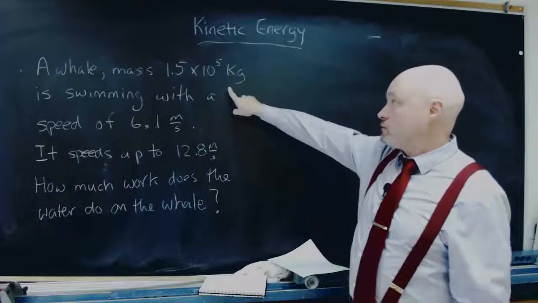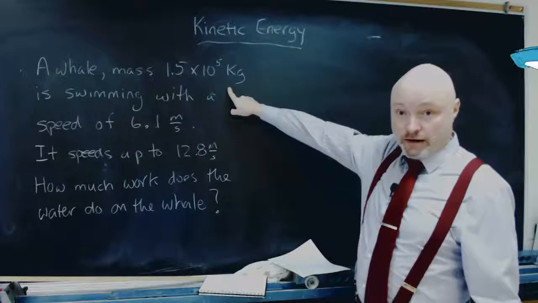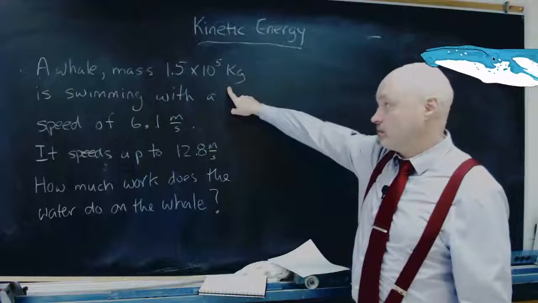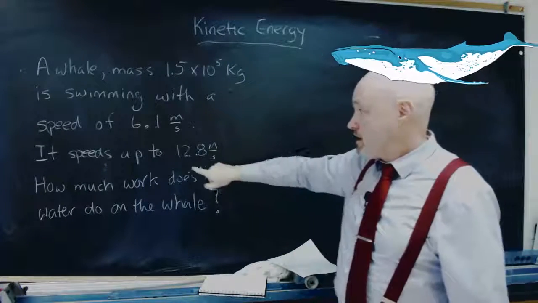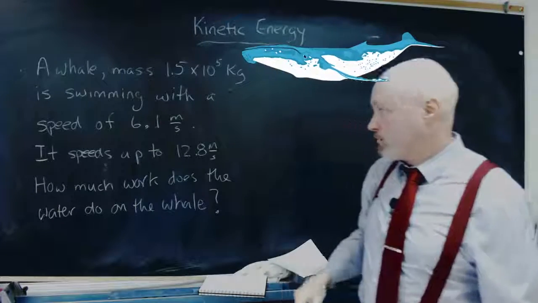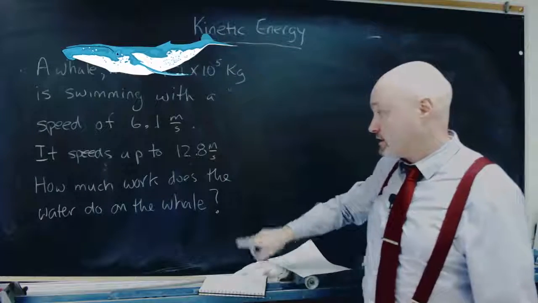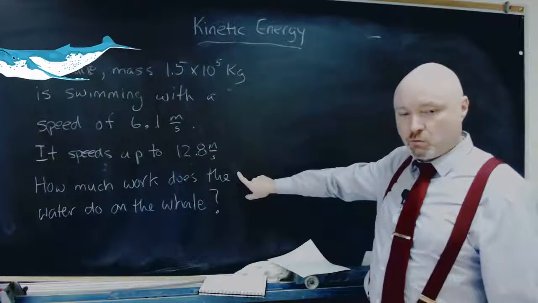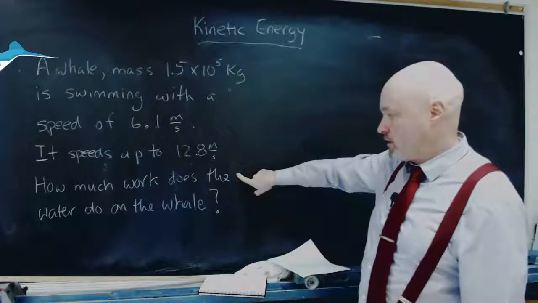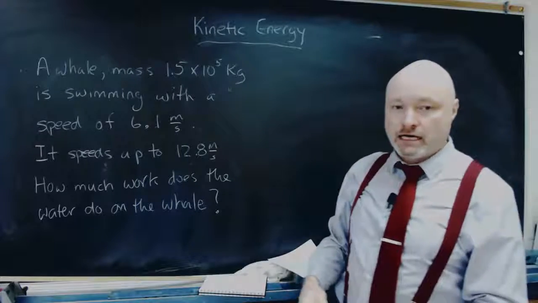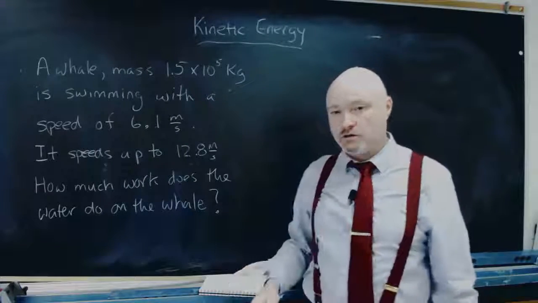So it's a 1.5 times 10 to the 5th kilogram whale. That's a big whale. Swimming with a speed of 6.1 meters per second. It speeds up to 12.8 meters per second. The question is, how much work does the water do on the whale? And this is kind of on purpose, you can tell.